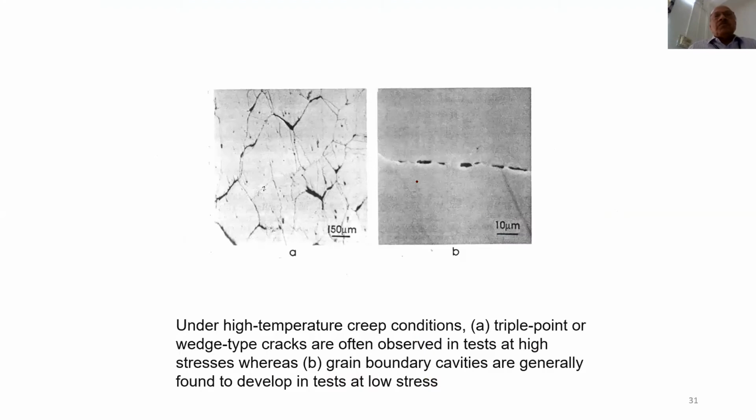So this shows examples from a creep tested sample where you can see voids on the grain boundary. These are all creep voids which are seen on the grain boundary, and these voids will link together, and then they will form small cracks. The voids will join together and form small cracks.